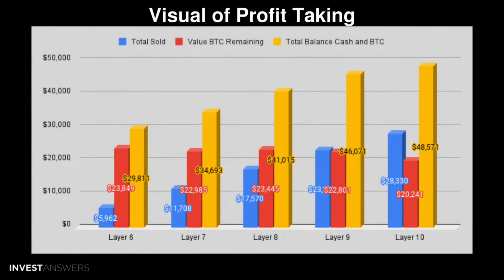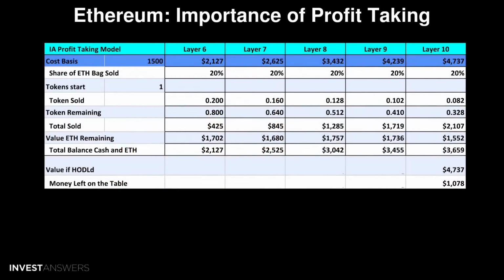So that was the Bitcoin profit taking. That was the Ethereum chart. Here, the same type of example. Imagine you have one Ethereum, you bought it at $1,500 this week, and then you want to sell at layer 6, which is 2,127. Second layer, 2,625. You sell another 20%. Layer 8, 3,400. Layer 9, 4,200. And layer 10, 4,700.